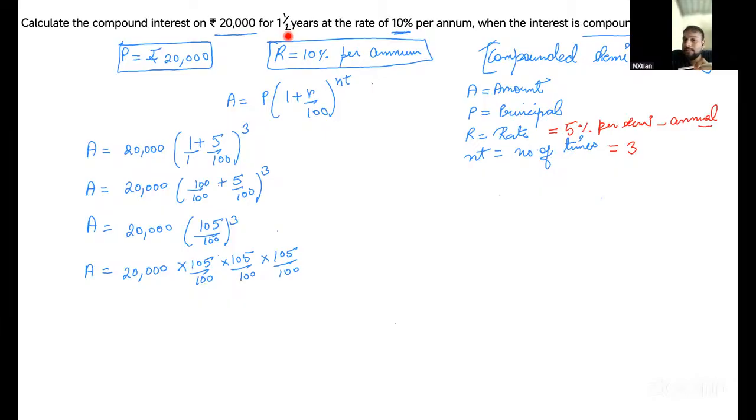Like 6 months completed, interest applied. So it becomes half a year. Then again 6 months completed, interest applied. So it becomes 1 year now. Then again 6 months completed and the interest is applied. So how many times? 1.5 years, no? So 1 year and a half year. So it means it becomes 3 times, no? Okay. Did you understand? Okay, understood. Yeah, good.